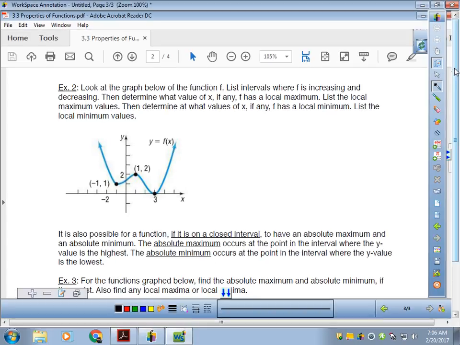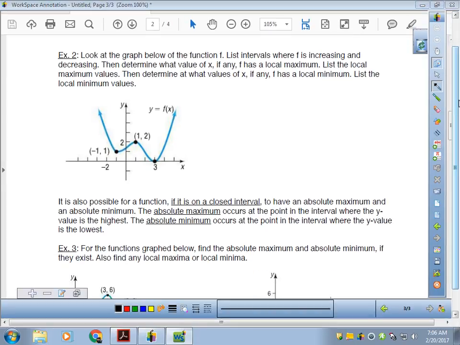Let's look at this next one. So example 2 here asks us to look at the graph of the function below, and it lists intervals where f is increasing and decreasing, then determine what value of x, if any, f has a local maximum, list the local maximum value, and then determine at what value of x, if any, f has a local minimum, and then list the local minimum values. We've got quite a few things to do.